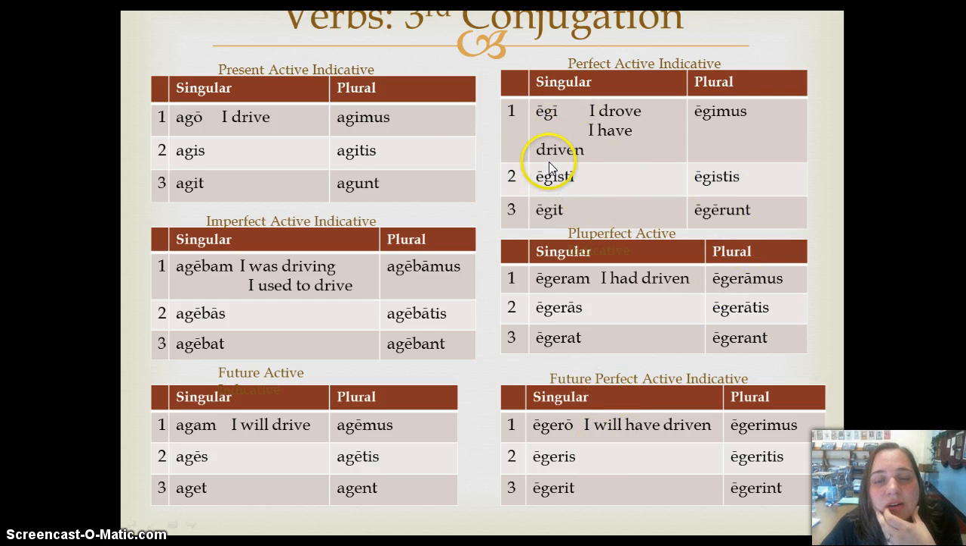So again, you get your perfect active stem, which is the third principal part minus the ī, which is ēg, and then you add the endings: ī, istī, it, imus, istis, ērunt, and so on for the pluperfect and future perfect. Straightforward.